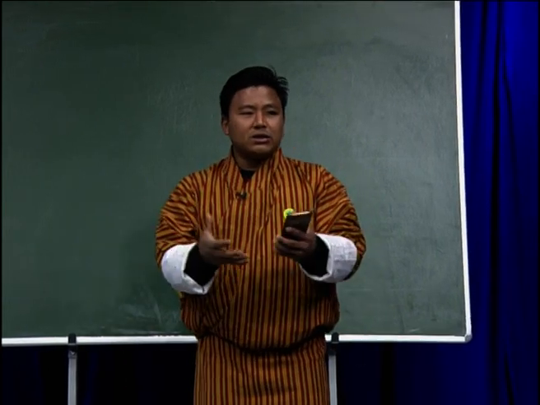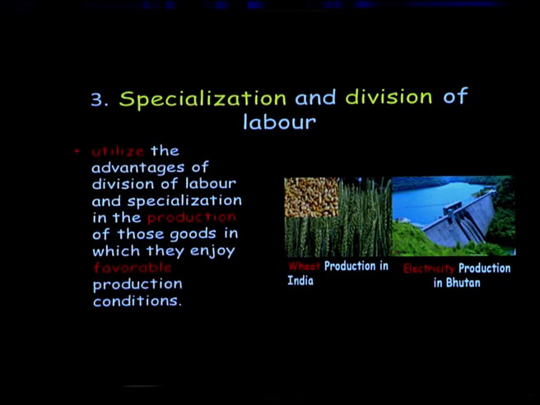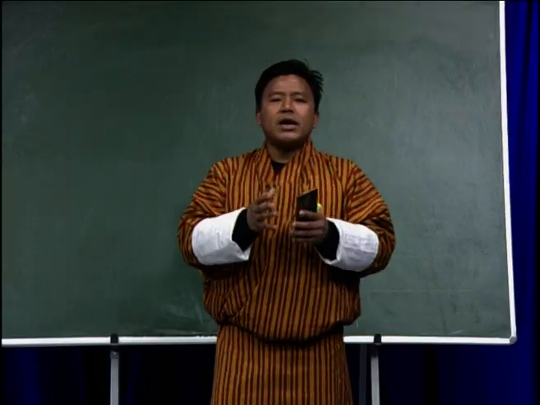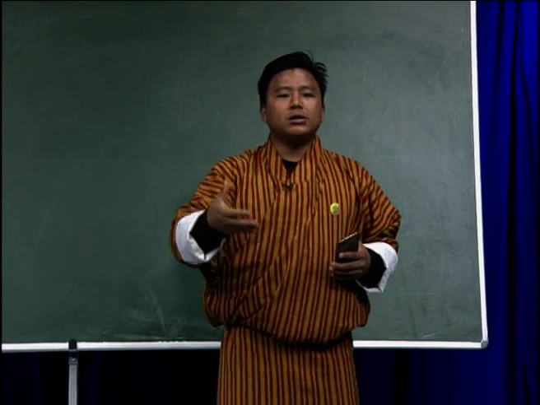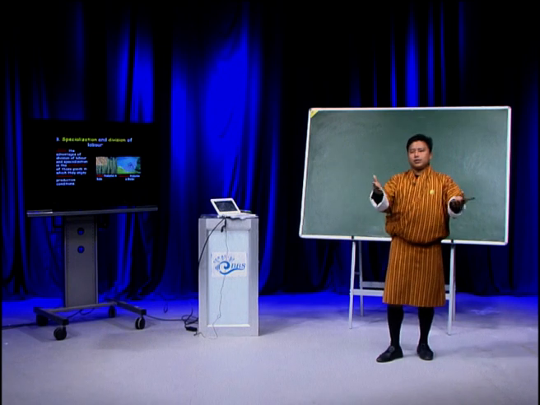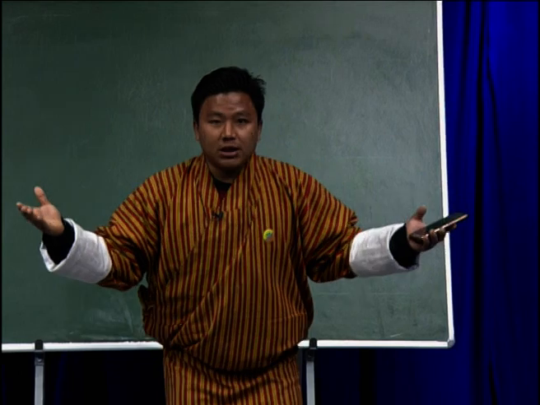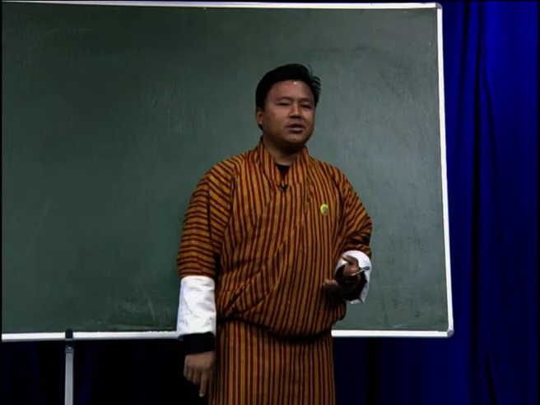Now, through international trade, we can also focus more on specialization and division of labor. We can utilize the advantages of division of labor and specialization in production of those goods in which they enjoy favorable production conditions. Bhutan has a favorable production condition in production of electricity because of its geographical location. Bhutan being a mountainous country, we have fast flowing rivers, so we can convert that fast flowing river into electricity. Therefore, Bhutan should specialize in production of electricity.